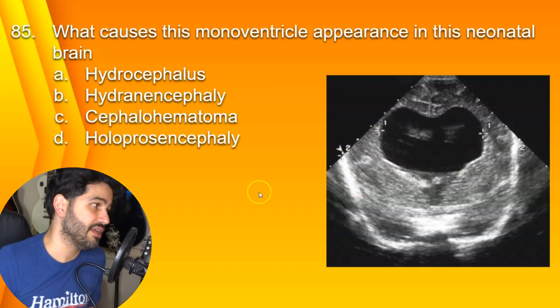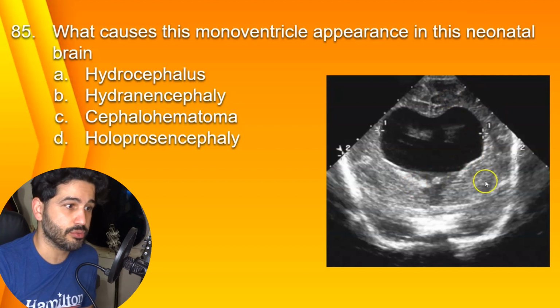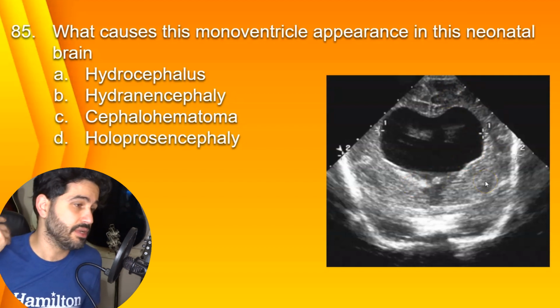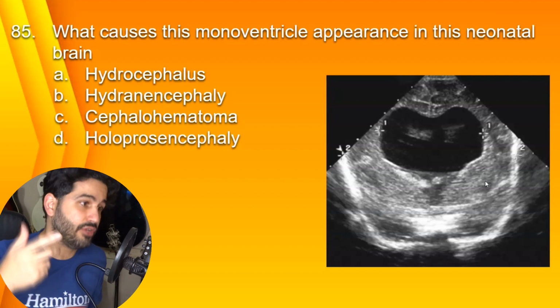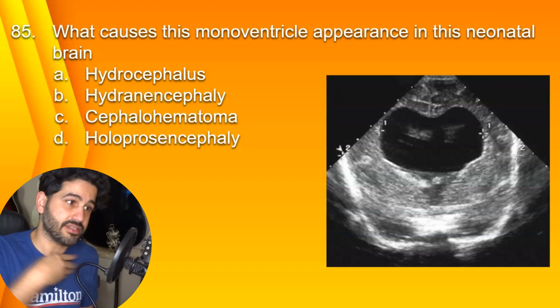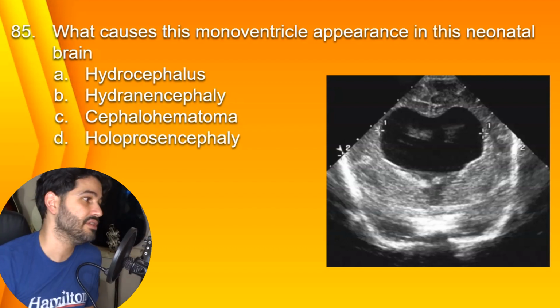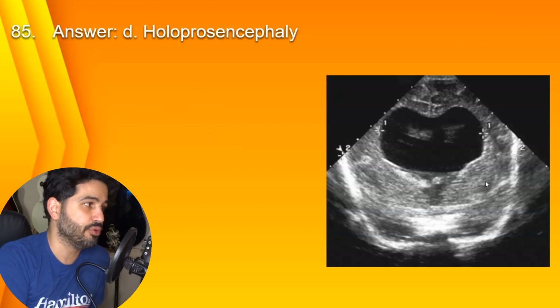So it's not hydrocephalus. Hydranencephaly would show no cerebral tissue at all, only midbrain and cerebellum. And cephalohematoma is similar to what the other question we were asking, which is a scalp lesion. So the answer to this would be D, holoprosencephaly.